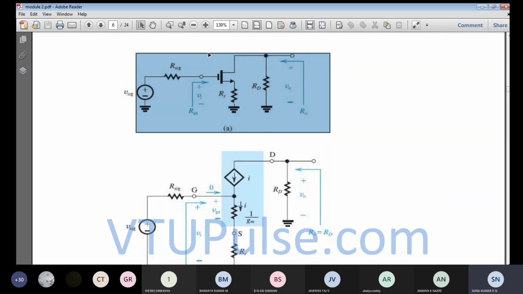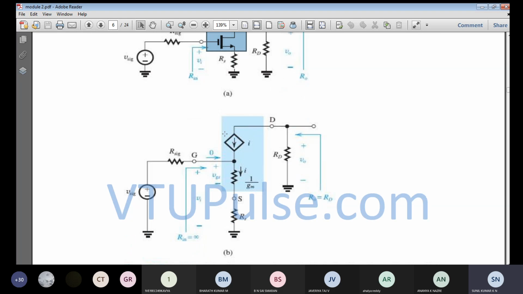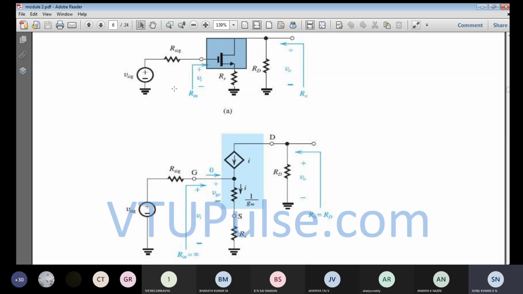In place of the MOSFET in this common source circuit, the MOSFET has been replaced with its small signal equivalent model, which is called the T equivalent circuit model. I have just incorporated it over here. The only thing is that the analysis will become simpler, so we have implemented the T equivalent circuit model. R signal, V signal is the same. Gate current is 0, the same thing.